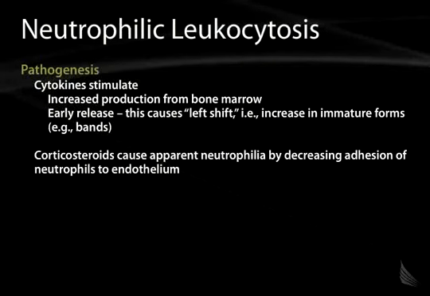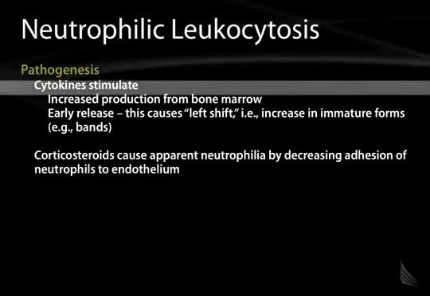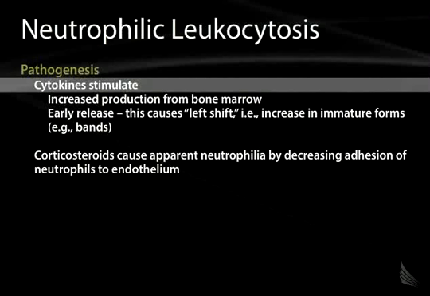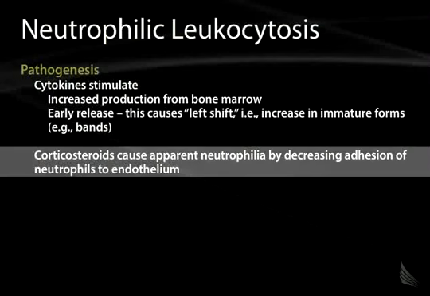So we get neutrophilic leukocytosis in reaction to some of those processes, as you have increased production from the bone marrow, which is stimulated by cytokine production as a consequence of the types of infection we mentioned above. If the demand is in excess of the current supply, you can have early release or a left shift, causing an increase in the immature neutrophil forms, such as the bands that we saw in our first peripheral smear. And I mentioned the corticosteroids causing the apparent neutrophilia by demargination.